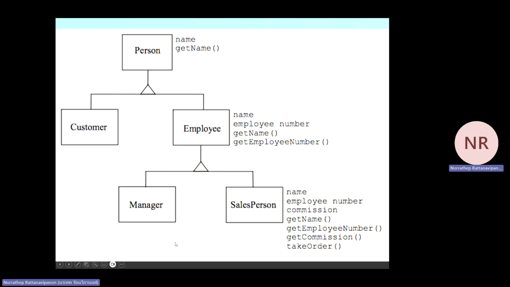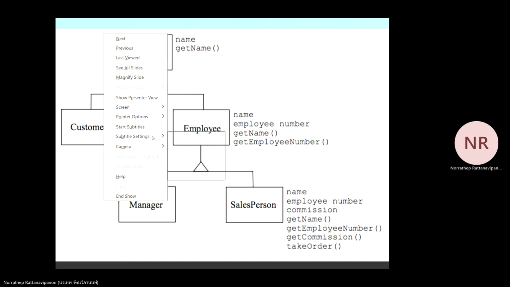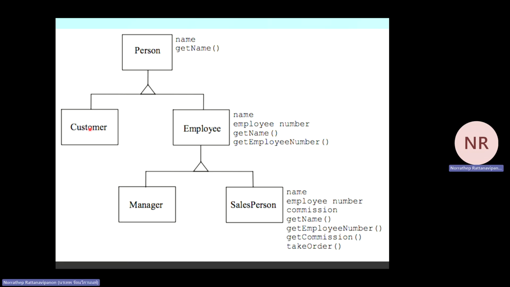You can look at this, right? This is a class hierarchy. Basically, I can create five classes, 1, 2, 3, 4, 5. And the superclass, the topmost class, is the person, which has a name attribute and a get name method. And here, I can spawn a subclass of the person superclass by having two subclasses, customer and employee, right?